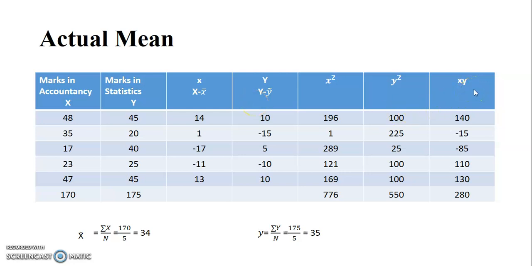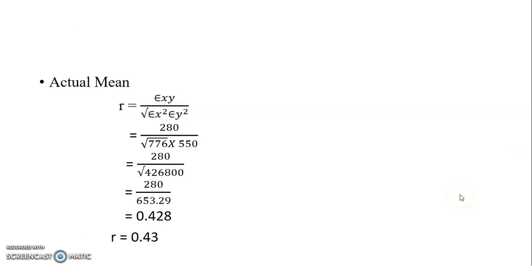Then last we have to find x times y, and then we have to find the totals of x square, y square, and xy. So that is sigma x square, sigma y square, and sigma xy. Now we are going to apply the actual mean formula: r is equal to sigma xy divided by root of sigma x squared into sigma y square.